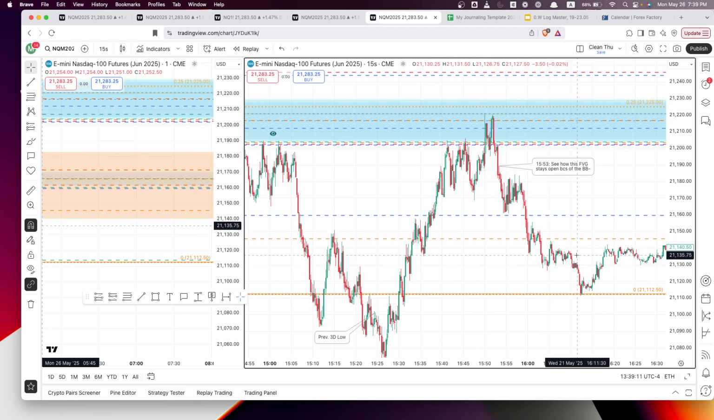And then price comes lower, and notice how at 4:12 p.m. it touches perfectly the last 3 days low that we looked at before. So very nice trade over here as well.